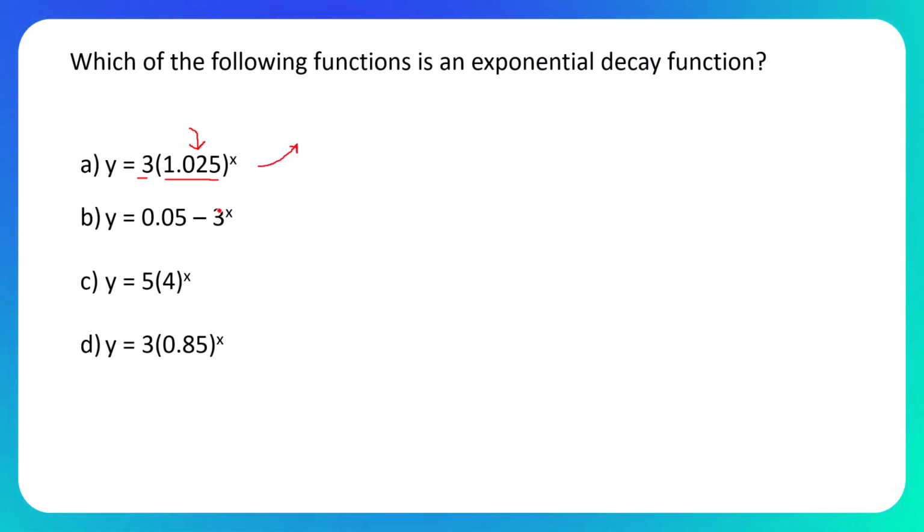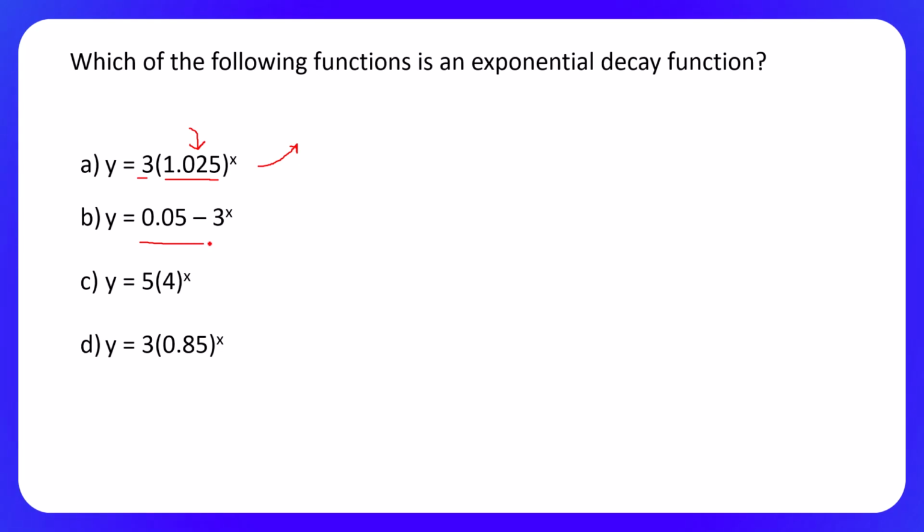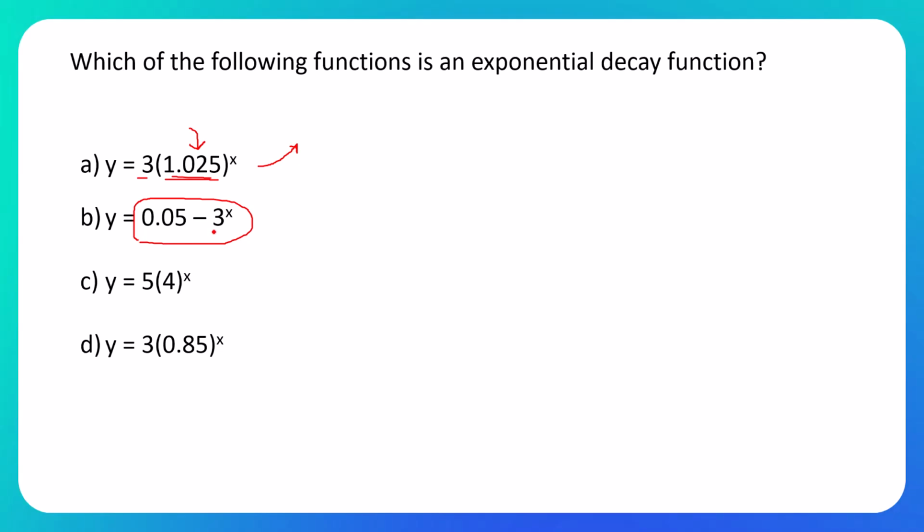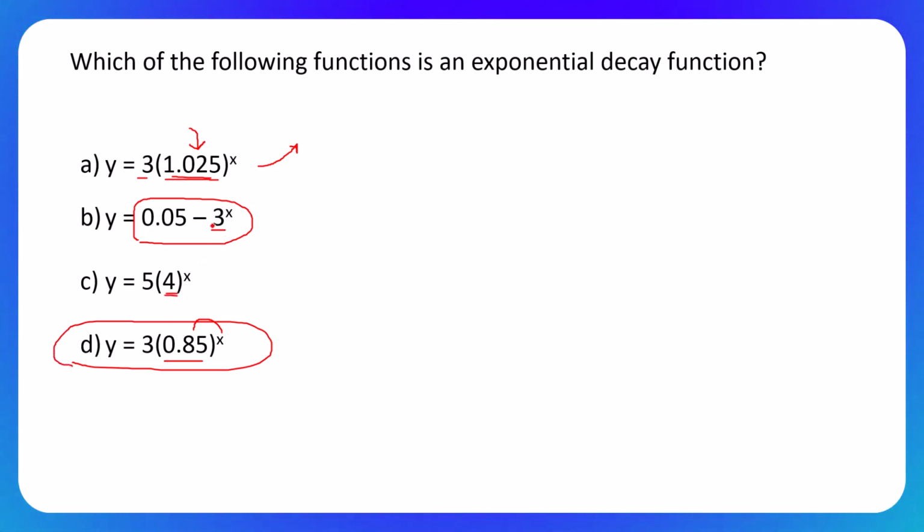Here's my growth factor right here. But that's greater than 1. This one's greater than 1. This growth factor, whatever we're raising to a power, find that exponent. Here's the exponent. What we're raising to a power needs to be less than 1. That's going to show decay. So D is our decay function. All of these other numbers that we're raising to the power of x are larger than 1.